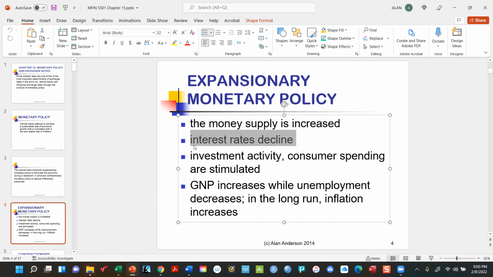So you can see lower interest rates stimulate investment activity by businesses and consumer spending, or at least on expensive items. And therefore the economy should grow. And in the process, unemployment drops. Now, unfortunately, if we keep this up in the long run, inflation will start to rise. So there's a limit to how far we can push this. That's always the holdup. Otherwise, we would just expand the money supply forever. But instead, we have to watch it because eventually that will trigger more inflation.